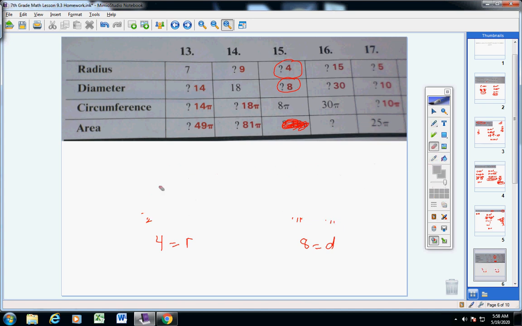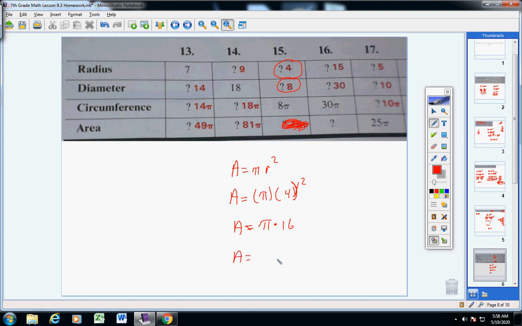Okay? Now, lastly, they want us to find the area, right? Okay, so here we go. Area equals, we're going to leave pi, radius is 4, so 4 squared. Next we have pi times 16, and of course pi times 16 is just 16 pi units squared. There we go. And then lastly, number 17. All right.